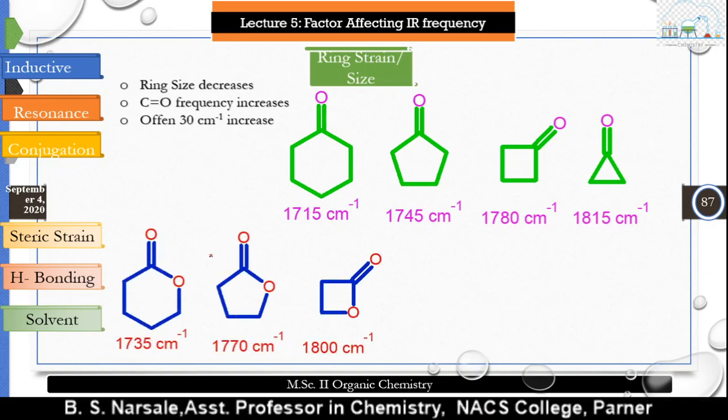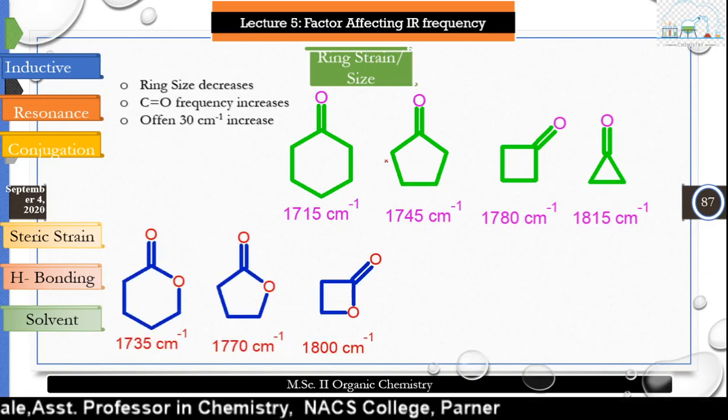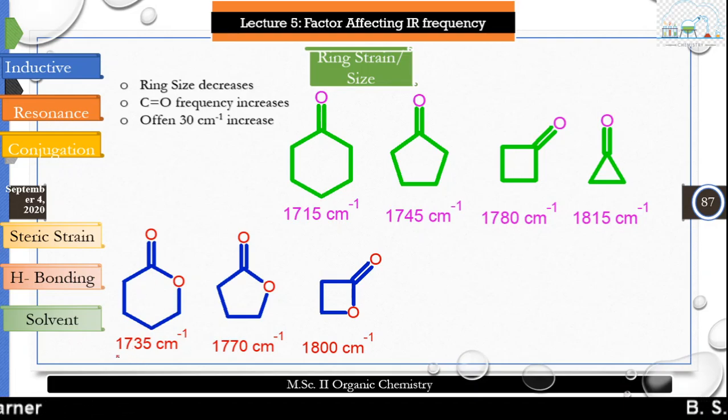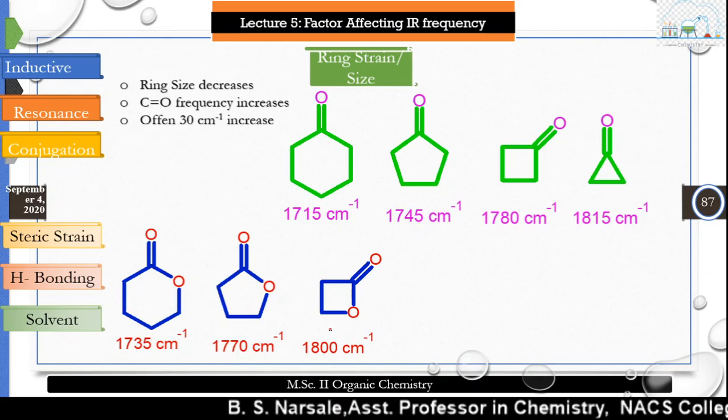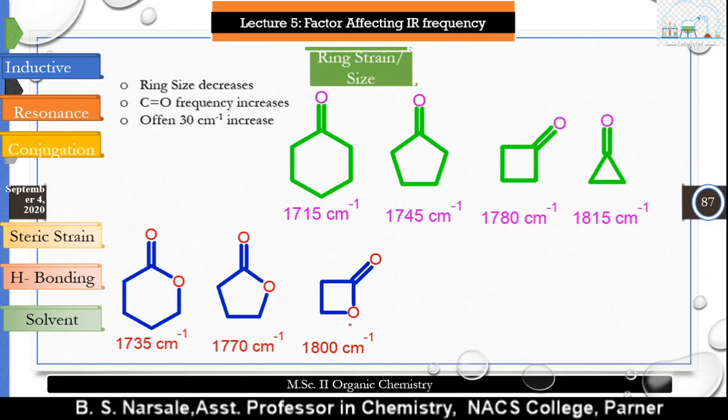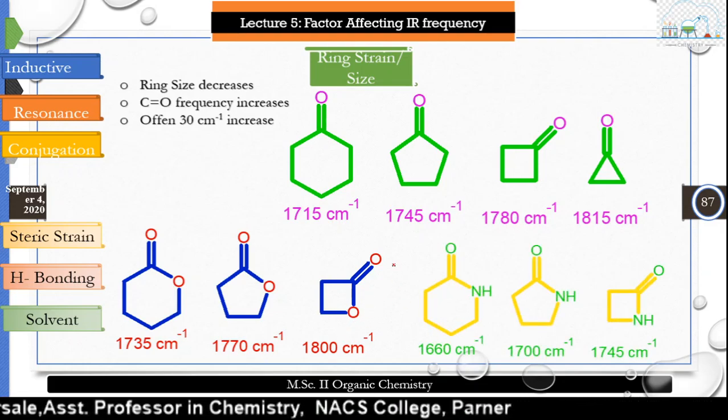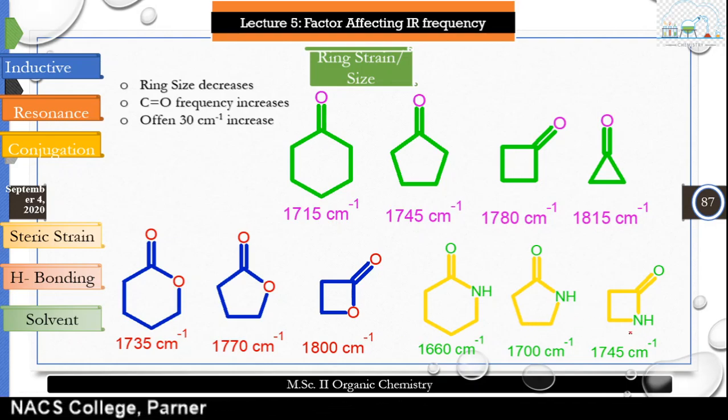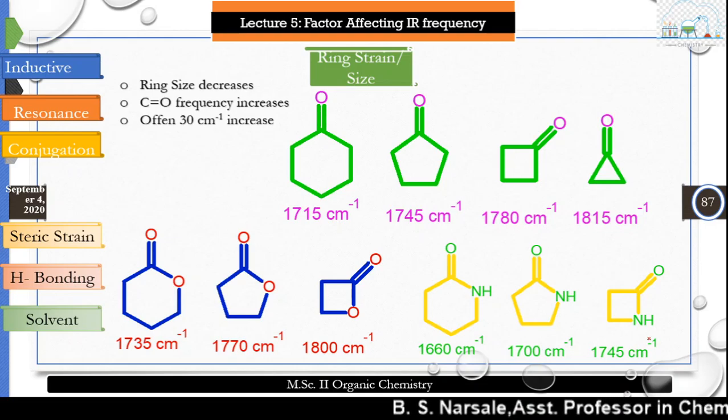And if you look, this is another example. This is only for the ketone molecule. Now we take the ester molecule. In the ester molecule again, 6-membered is 1735, and for the 5-membered nearly 35 will be the increment, and here again about 30 increment will be there in the 4-membered. And the same example for the lactam molecule: 6-membered, this 5-membered lactam, this is 4-membered. Now the increment will be observed near about 40-45 cm⁻¹.